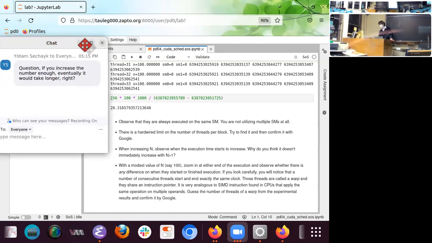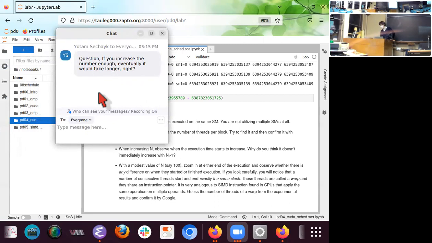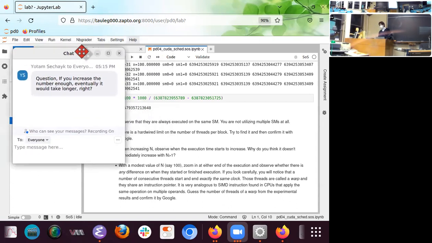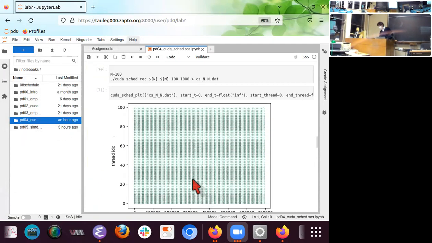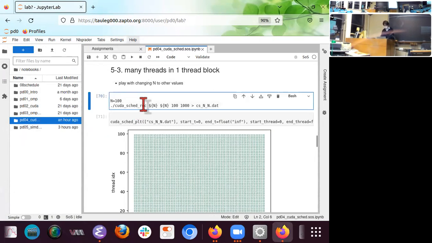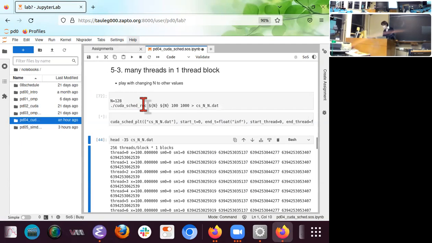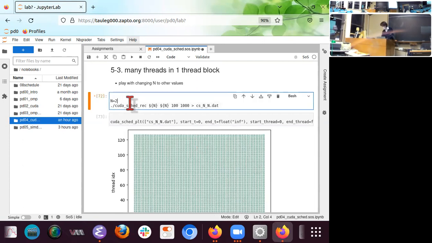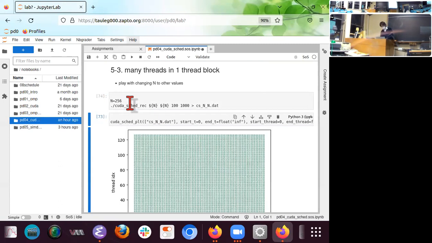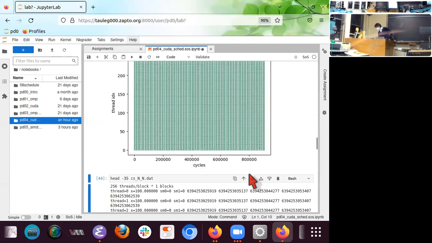Okay, so I got a really good question on the chat. If you increase the number of threads large enough, eventually it would take longer, right? So yeah, this is exactly right. I think you get that point very well. So let's continue increasing this number. For example, 128. Well, it still takes almost exactly the same amount of time. But what if you increase it to 256? It takes just slightly longer, right?